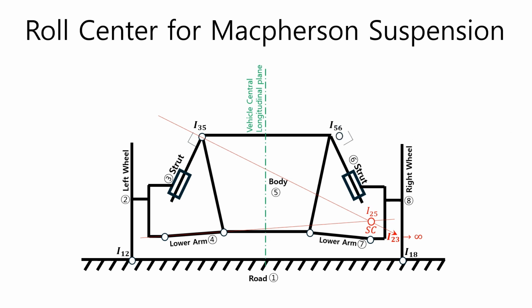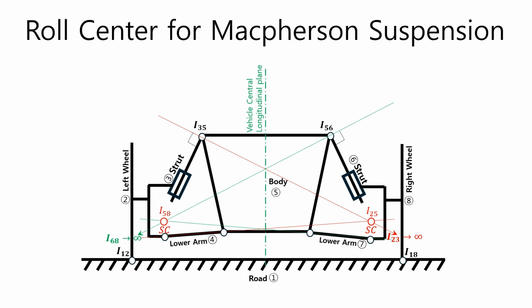Next, represent the straight line perpendicular to the strut from the body mounting point of the right strut and the straight line coincident with the lower arm, and find the instant center I58, which is the intersection of these straight lines. This is the swing center of the right wheel with respect to the body.